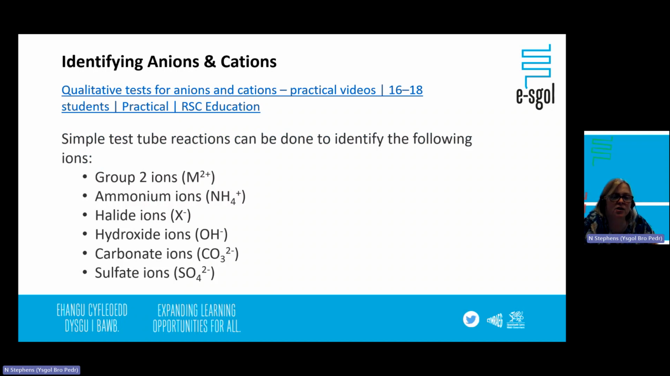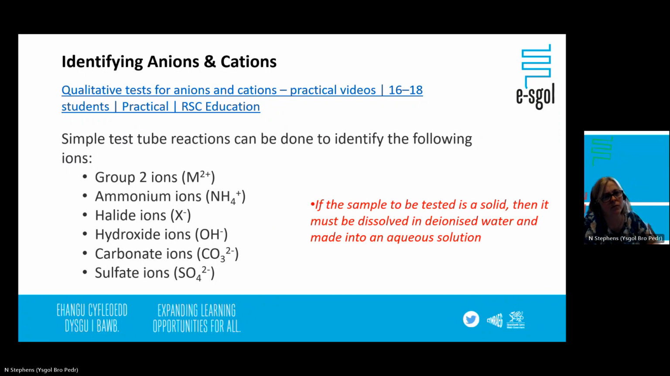But simple test tube reactions are often used, and they're straightforward, quick and easy to carry out, but they will enable you to identify quite an array of anionic and cationic species, from group 2 ions all the way down to sulfate, carbonate, etc., that I've touched upon already.